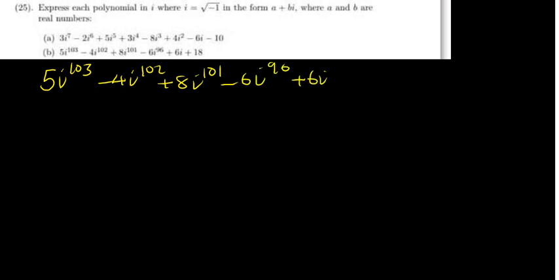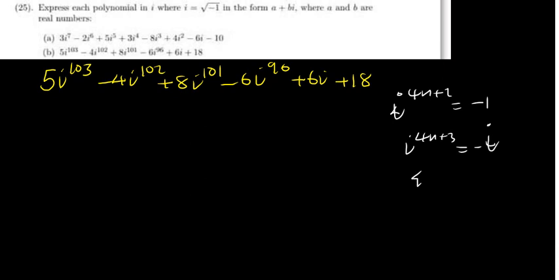And then the next one is 5i to the power 103 minus 4i to the power 102 plus 8i to the power 101 minus 6i to the power 96 plus 6i plus 18. So again, we need to know our general equations. When you have i to the power 4n plus 2, this always gives you a negative 1. i to the power 4n plus 3 is equal to negative i.